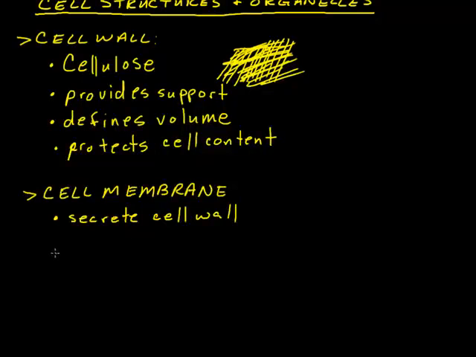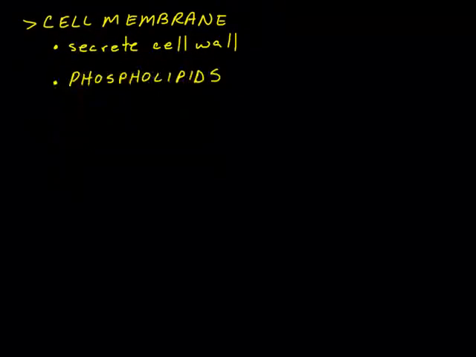Now, the cell membrane, again, is made up of lipids, and I'll go ahead and write this here, we call these phospholipids in terms of their chemical makeup. They contain phosphorus, and lipids is just a type of fat. But the nature of these phospholipids in the cell membrane is that it gives them a property of being selectively permeable. And this is a very important concept. So what does that mean?